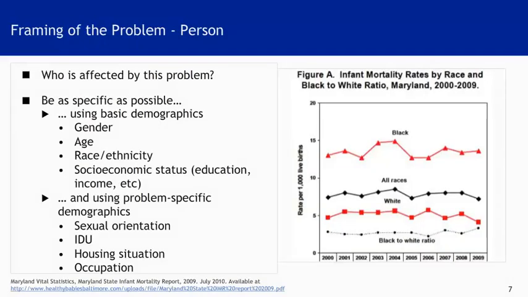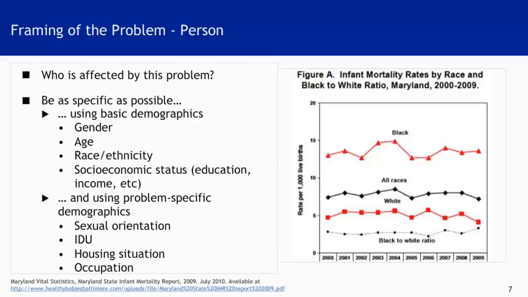The next key aspect of the problem definition is framing the problem. Framing involves three concepts: person, place, and time. First, framing the problem in relation to person starts by asking, who is affected by this problem? It is important to be as specific as possible when determining who is affected. And really, it's determining who is the most affected by the problem.